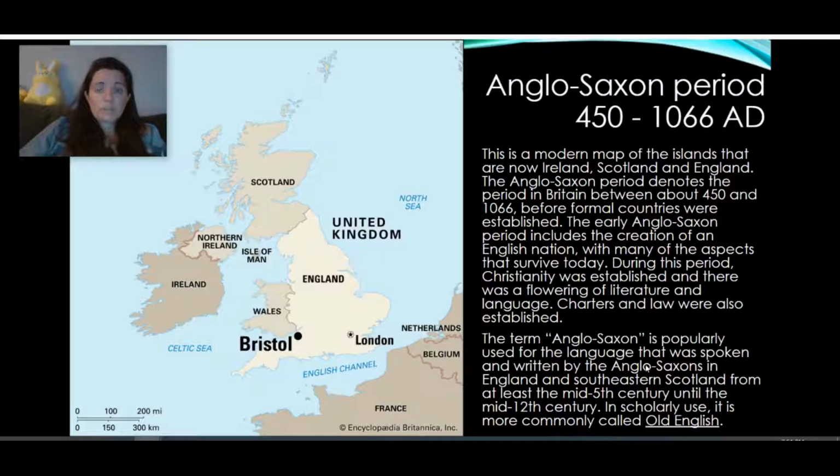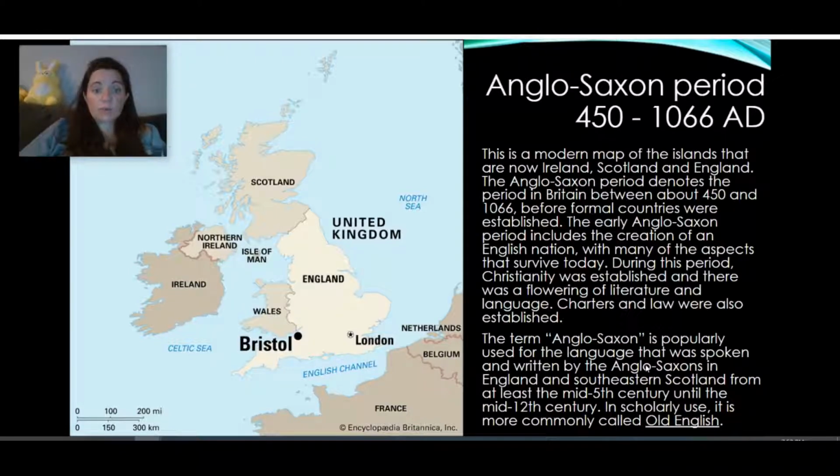So the language that the Anglo-Saxons spoke was actually Old English. And people didn't start writing down the Old English language until about 700 AD. So we're talking about 250 years after the beginning of the early Anglo-Saxon period. This is medieval times. So there were obviously stories happening, but they were always going to be oral tradition stories.